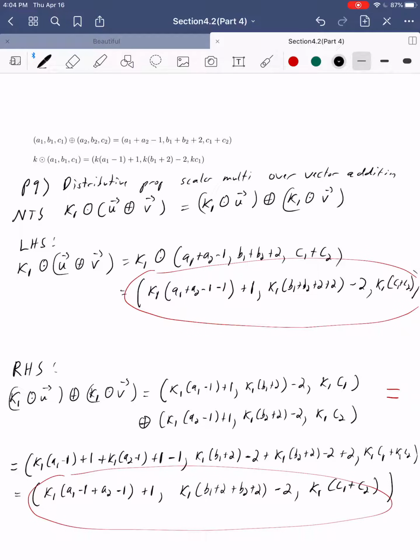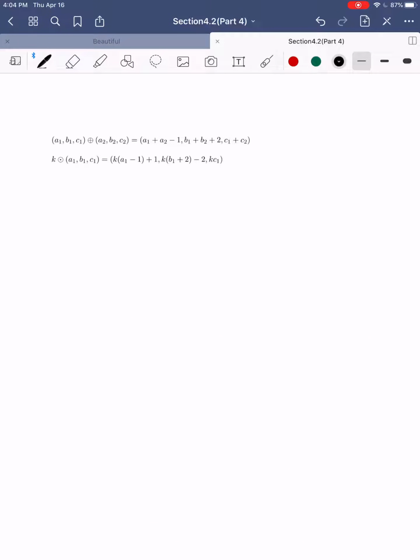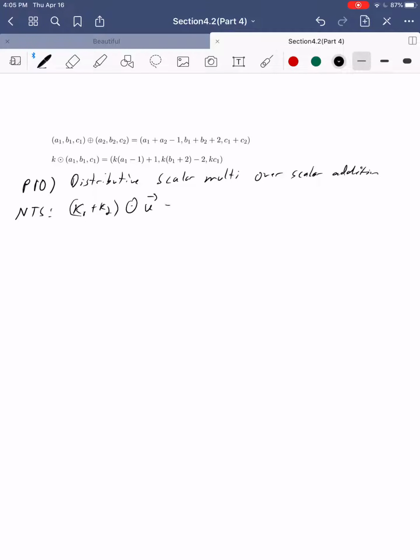Just last one. Got to do property 10 here. So P10, we need to do distributive property, scalar multiplication over scalar addition. So what do we need to show here? Well, we need to show that K1 plus K2, scalar multiplied with U, is the same as K1 scalar multiplied with U, and then vector added to K2 scalar multiplied with U.